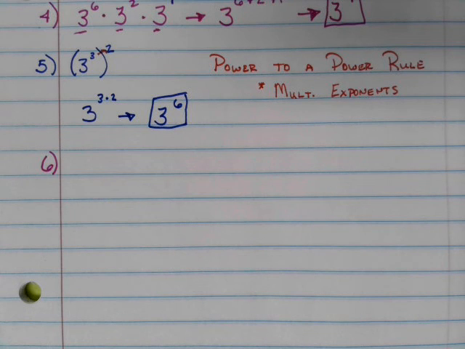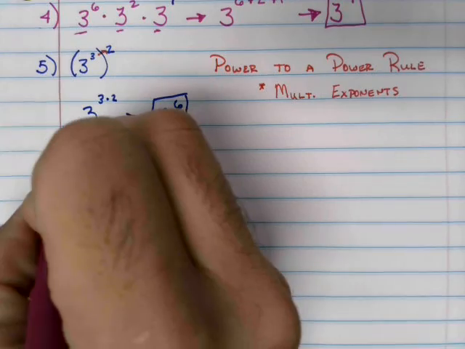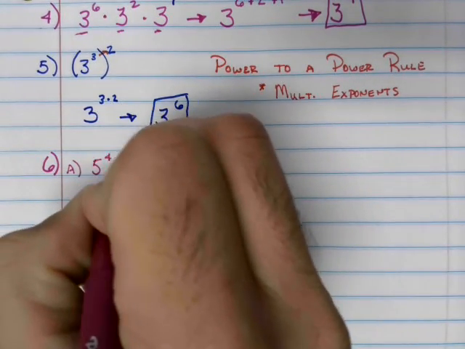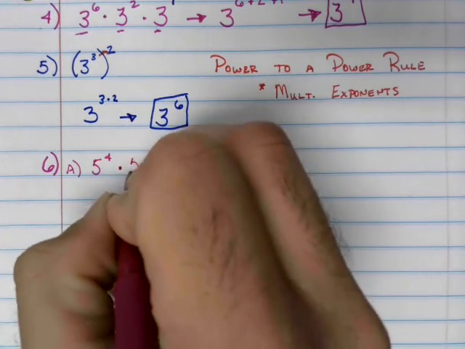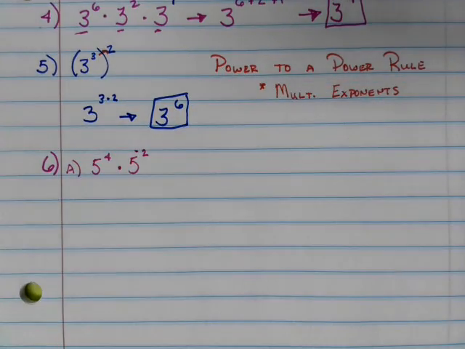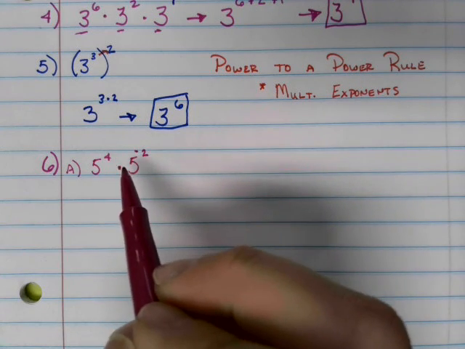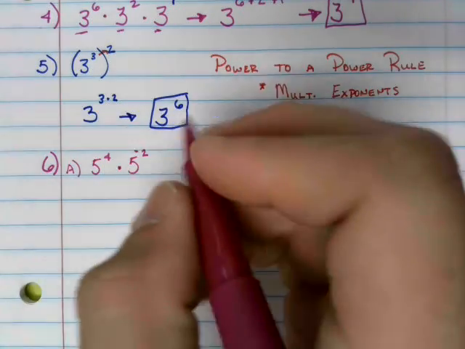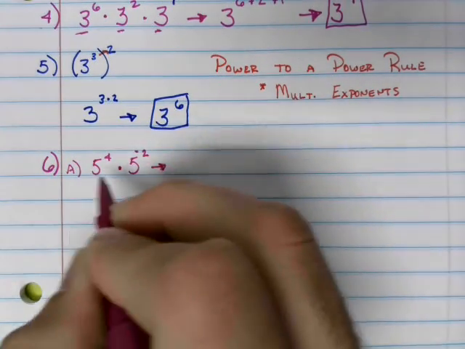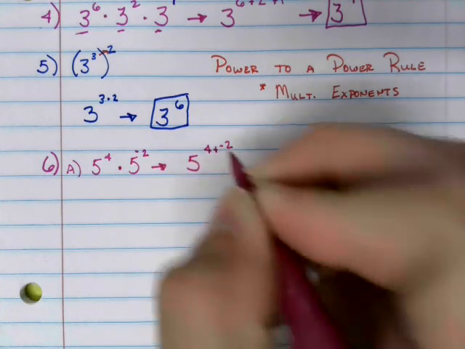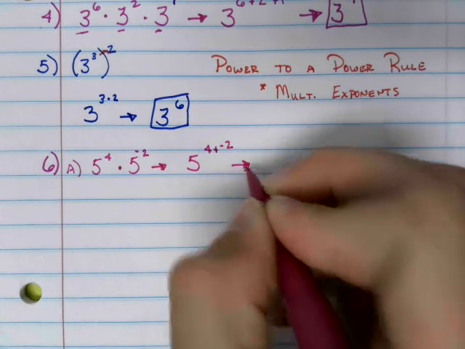There's our product rule. So if we look at A, it is 5 to the 4th times 5 to the negative 2. Before I do anything here, I can do my product rule. If I do my product rule, I have similar bases. I'm going to have 5 to the 4 plus negative 2. And what is 4 plus negative 2?